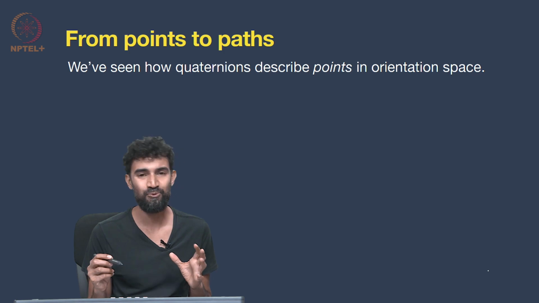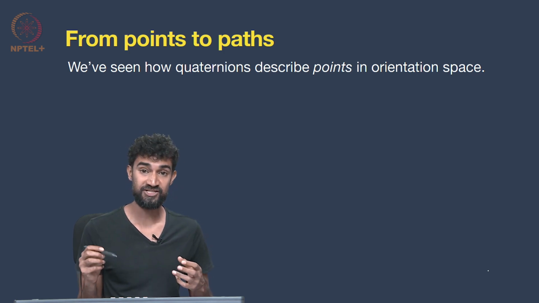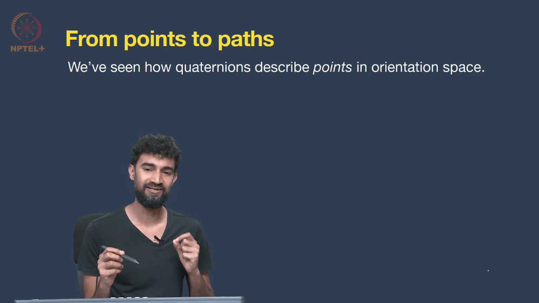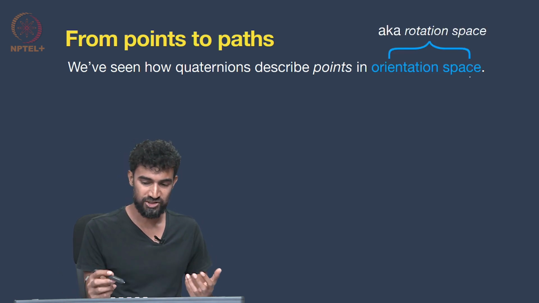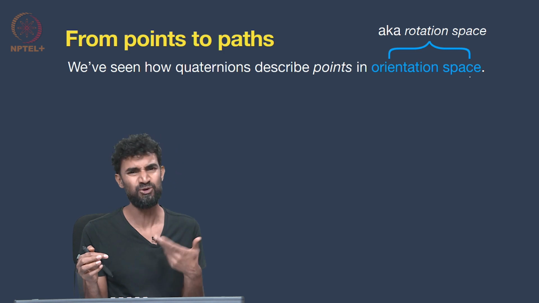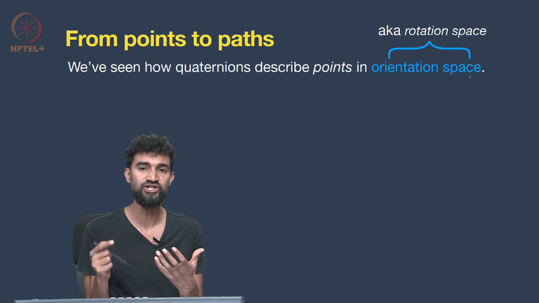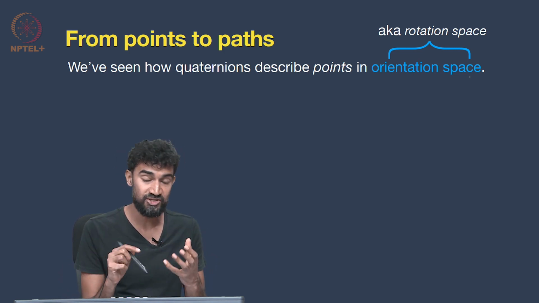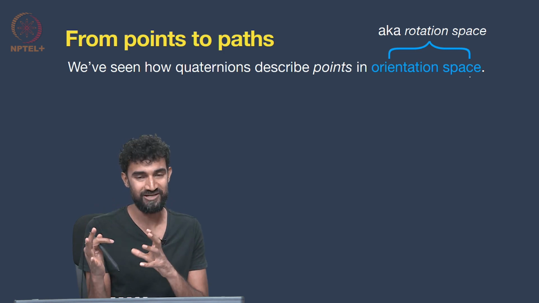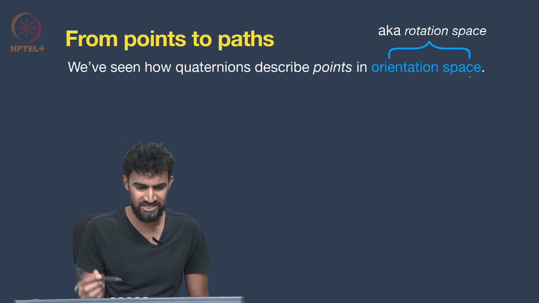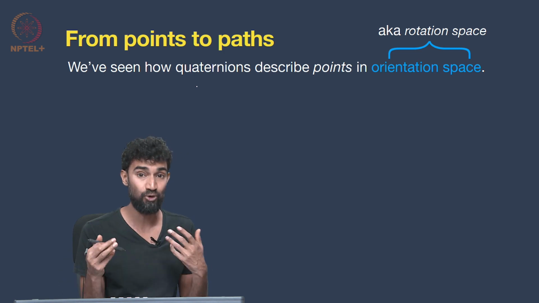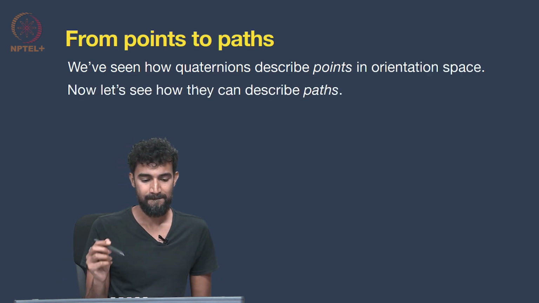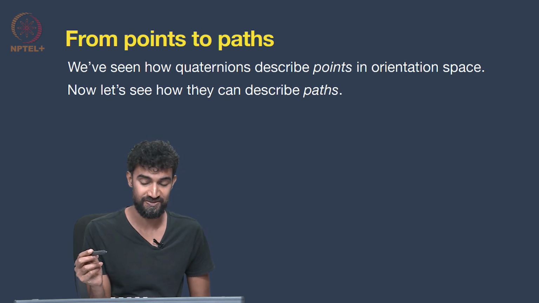Okay, so we've seen how quaternions can describe points in orientation space. In particular, a quaternion corresponds to a rotation. A unit quaternion corresponds to a rotation. And we know that rotations are in one-to-one correspondence with orientations. So in this way, we can think of quaternions as describing spatial orientations, points in orientation space. Now let's see how they can parameterize paths in orientation space.